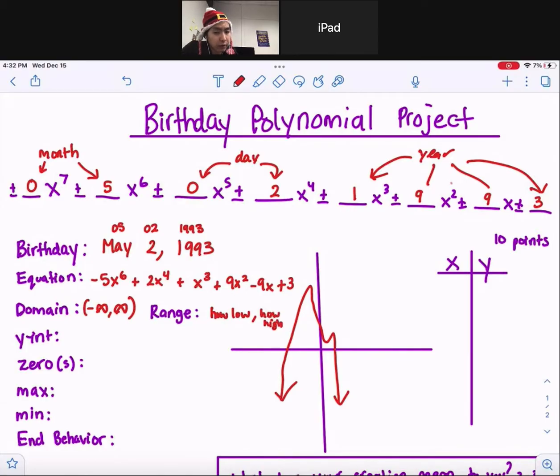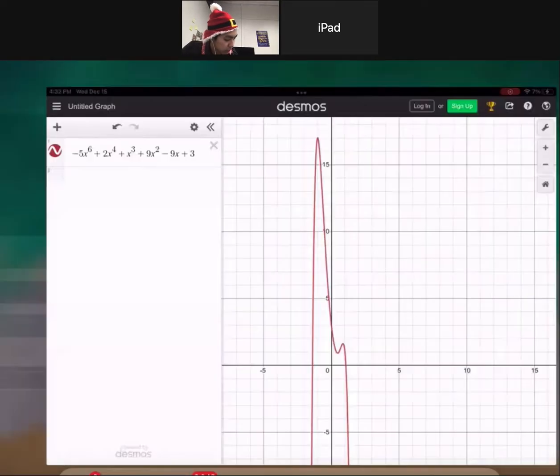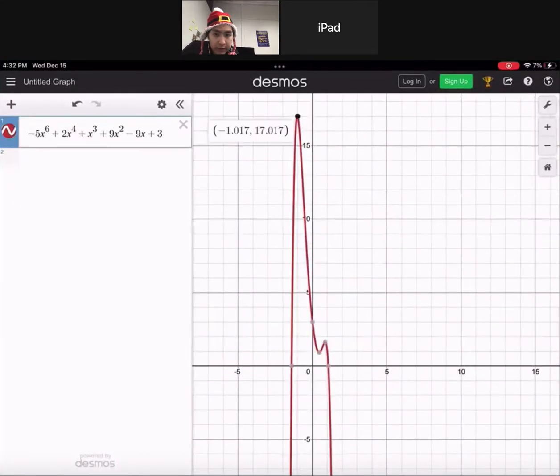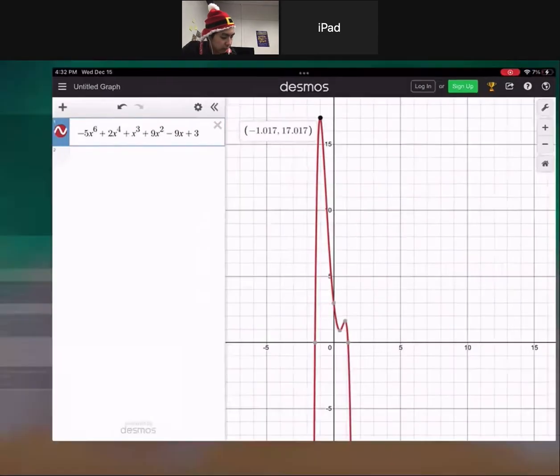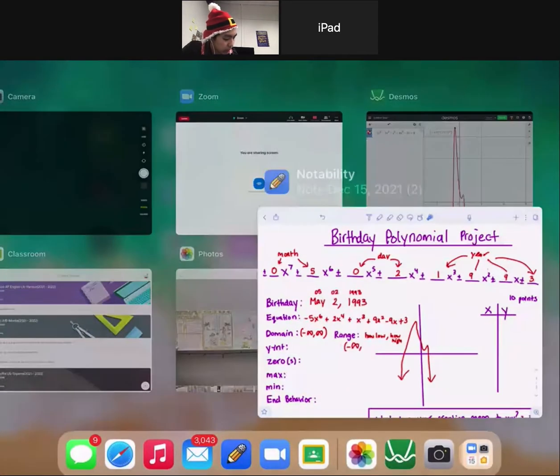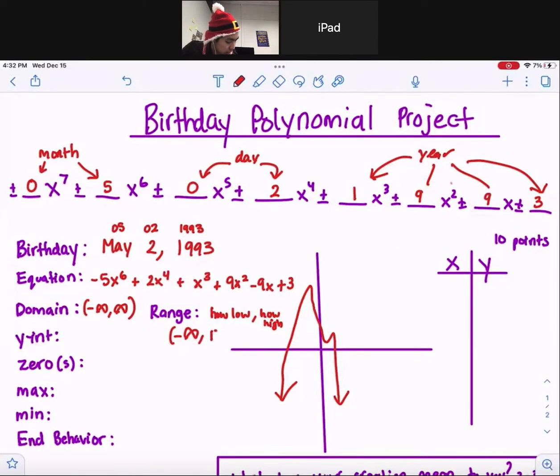Now for my graph, it goes infinitely downward, negative infinity, to how high? For me, it will go all the way up to this point right here. And when you find that on the curve, that is 17.017. So how high does this graph go for me? It goes 17.017. So again, we'll bracket. Range is how low to how high.